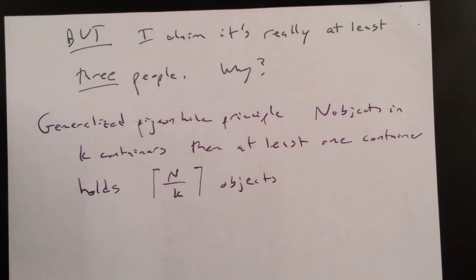Now go back to Westmoreland County and hairs on the head. How many people in Westmoreland County? How many hairs on the head? 350 over 150 is 2.3. I got to round up to 3 people.